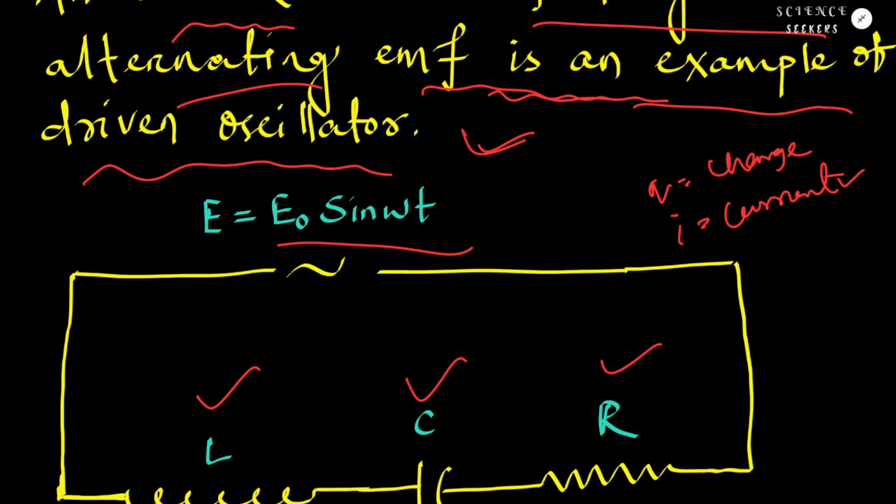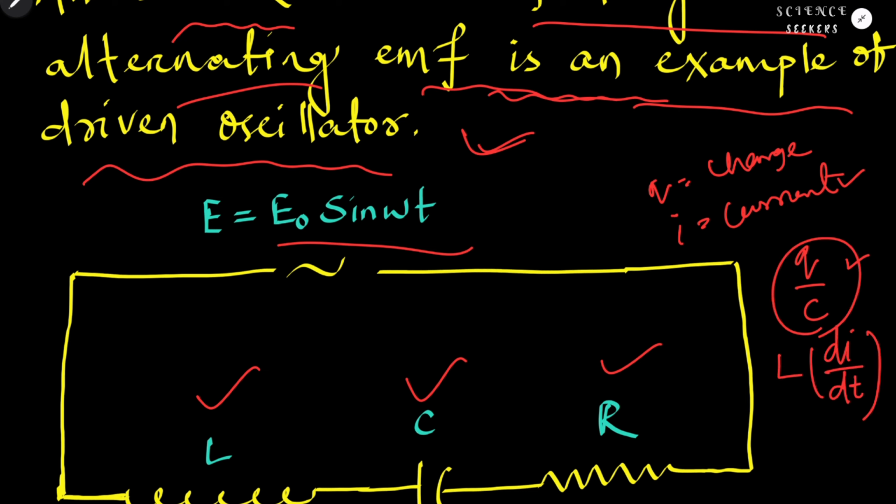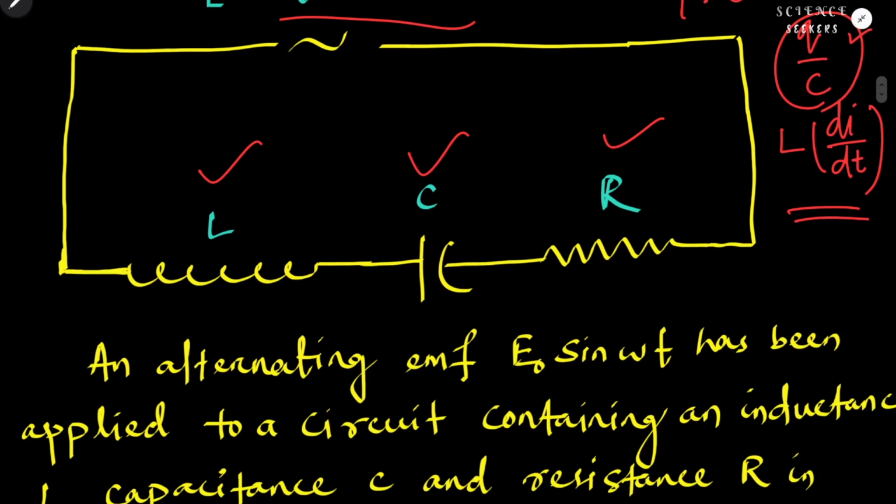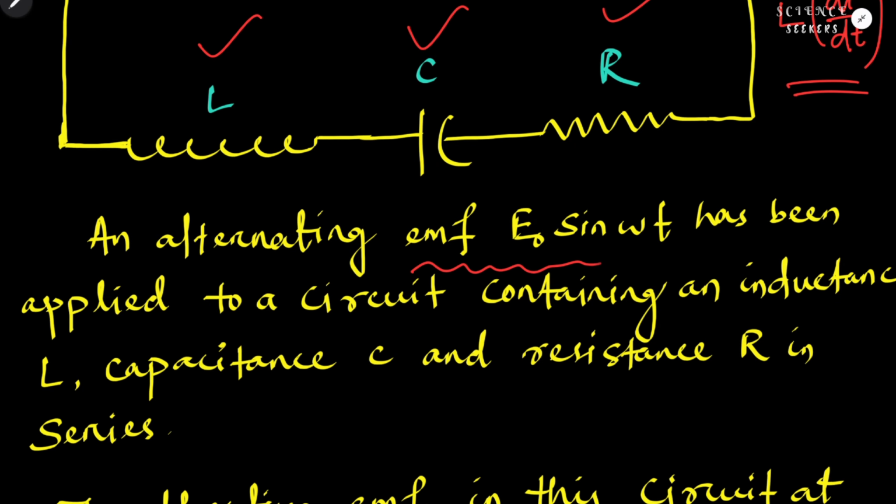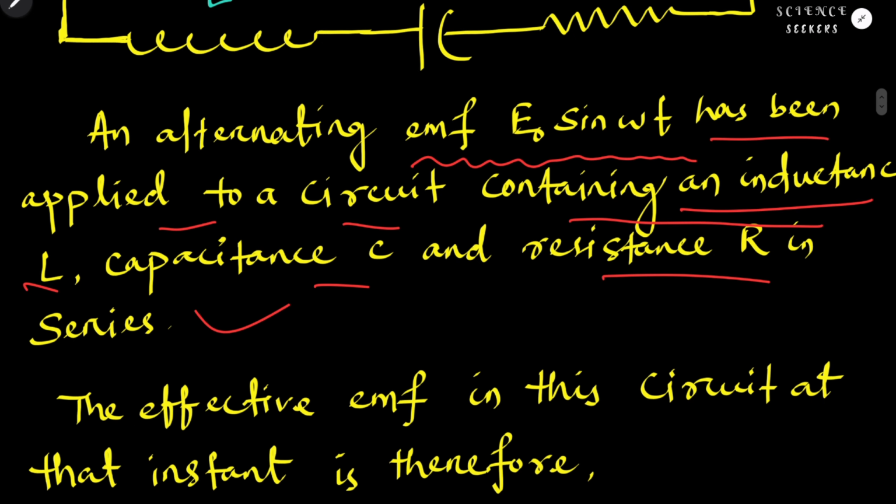Then the potential difference across the capacitor is q by C. The EMF due to the self inductance L is L into di by dt. The alternating EMF E naught sin omega t has been applied to the circuit containing an inductance L, capacitance C, resistance R in series.